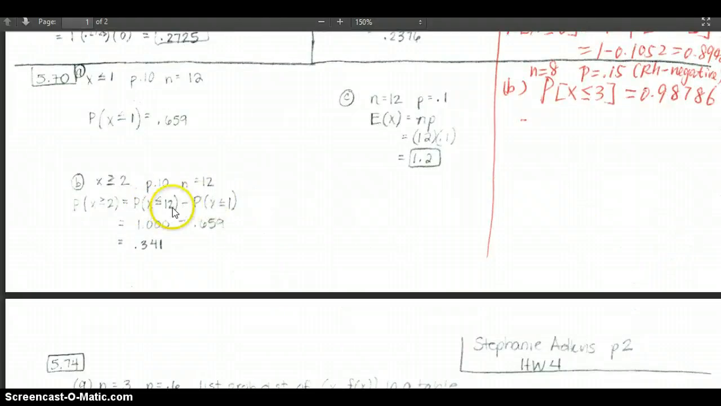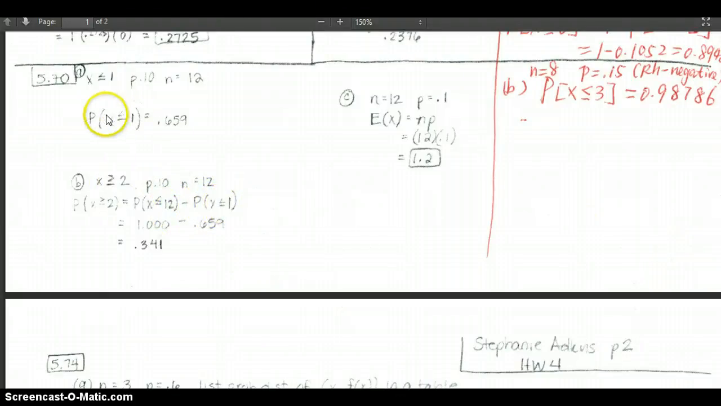So it's easier to use the table. And how do we use the table? If it's greater than or equal to, we cannot use the table directly. So what we do is we change it to the probability 1 minus, excluding the probability of at most 1.